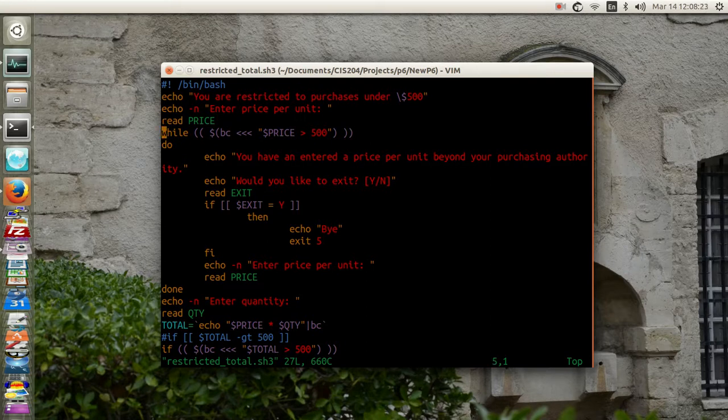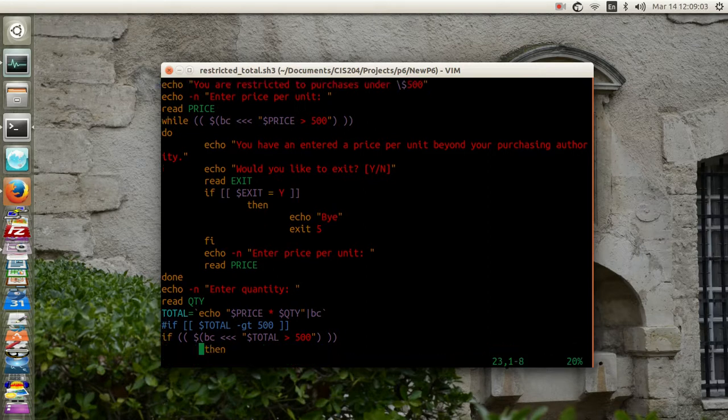And while the price is greater than 500, I'm going to use the BC to extract a 0 or a 1. If it's a 1, I'll say you have entered a price per unit beyond your purchasing authority. Would you like to exit? Yes or no? If I say yes, then I echo buy, and I exit with code 5. If not, I ask them to re-enter the price per unit. And that will keep happening until that BC test goes to 0, at which point it drops down through the while loop and gets to the echo enter quantity.